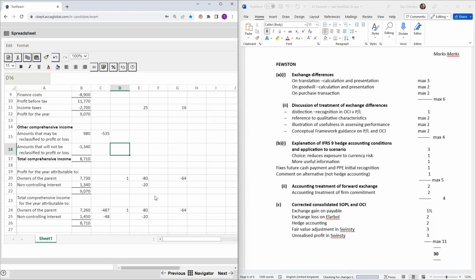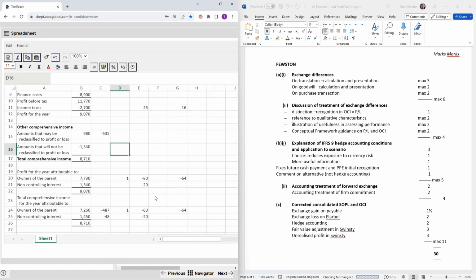Let me just add up exactly how many marks I've earned in this question. Okay, I've just added up the marks. I've rounded up my 8.5 to 9. Remember, I was being harsh on myself. I have got 22 out of 30. That is 73%. I now have enough time to move on to the next question.